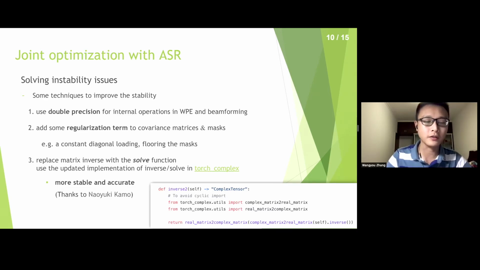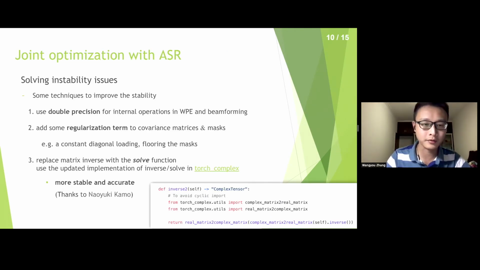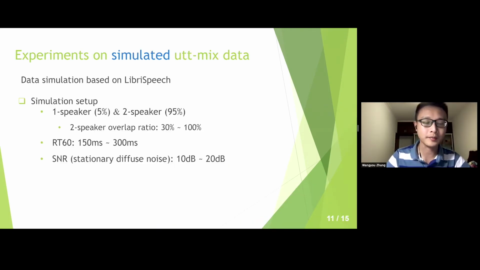And we also use the updated implementation of these operations in torch complex, thanks to Naoki Kamo. And these new implementations are now available in the torch complex repository, and they are more stable and accurate. With the above techniques, the numerical instability issue is greatly mitigated, and we can do the joint optimization now.